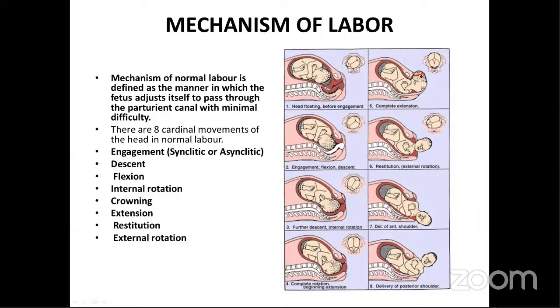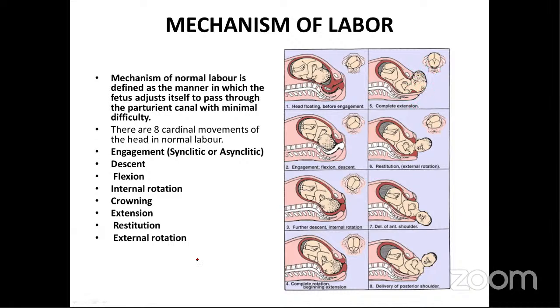Once there is an extension movement, remember the first part of the baby to deliver is the sinciput or the fetal head. Then comes the forehead, and then the face, and the chin is the last thing to deliver. So it occurs in this direction. This is how the extension occurs and the baby's whole head is delivered.